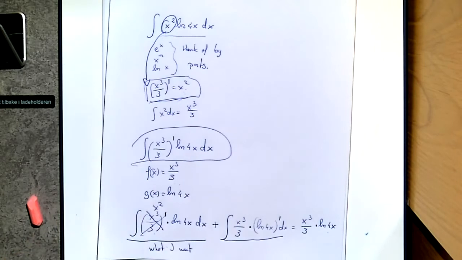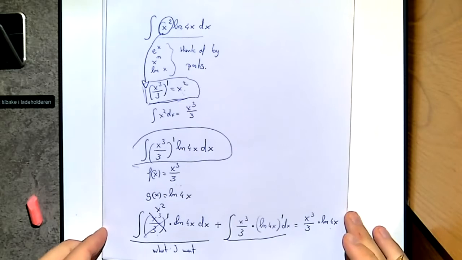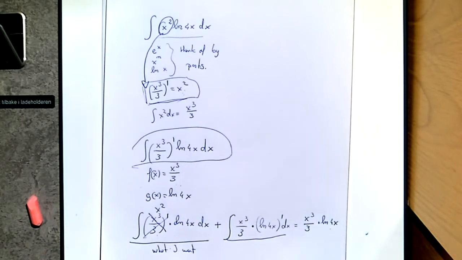When you wrote f of x, you wrote the integrated one, but then g of x is the one from the original. Yes, exactly. And that's the whole idea. In order to start by parts, you have to have one of the functions being the integral of what you see. Otherwise, you cannot start by parts. So before you start by parts, you integrate a part of it. Exactly. You have to integrate a part of it first.